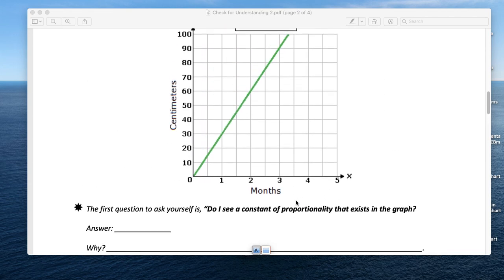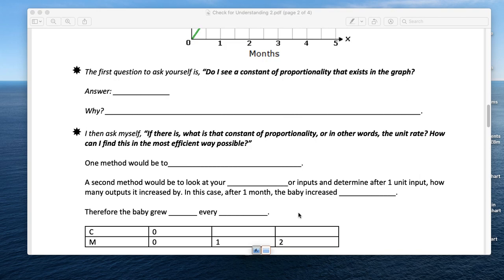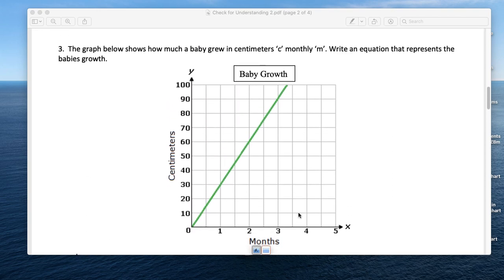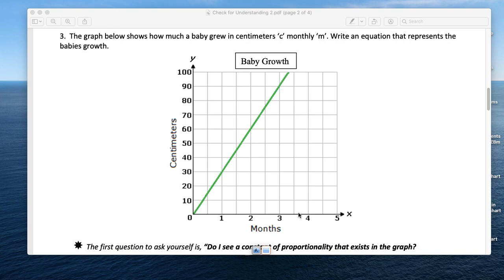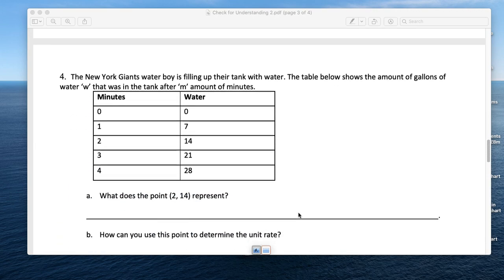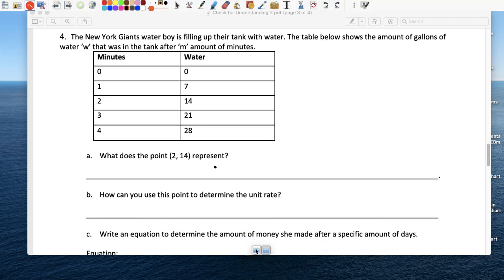Oh my God, I didn't even notice this. At 3 months, the baby's 90 centimeters. All right. Well, anyways. Sorry. Question 4.